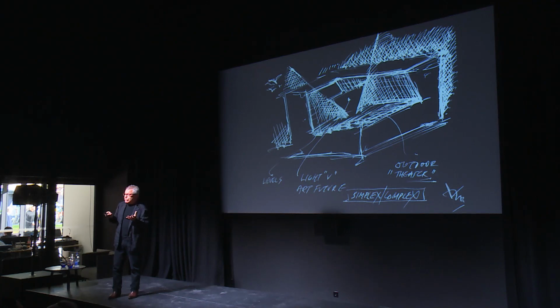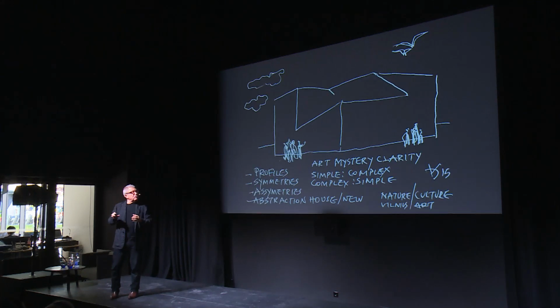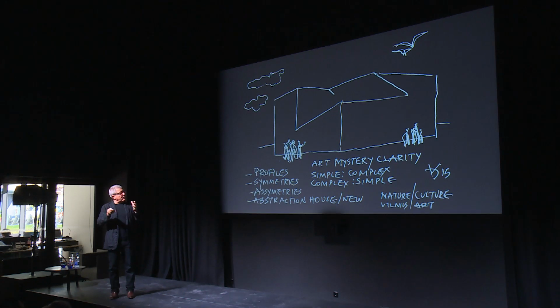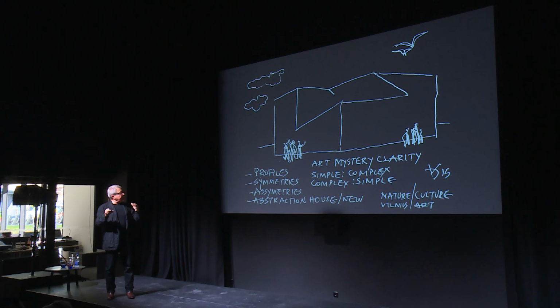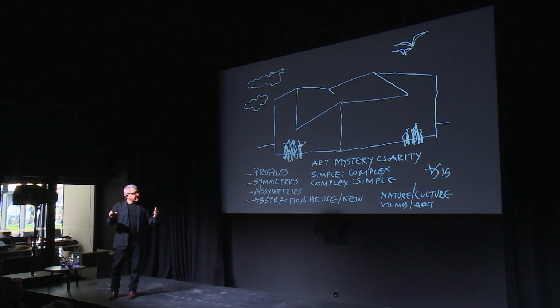So it's a very three-dimensional building. It's really a very compact and very efficient building. Most of the building is devoted to the public. Of course, there's some back of the house, but most of the building is actually what people experience. So a kind of dialogue between simple and complex, complex and simple, between the symmetries and asymmetries in the building, between the abstractions and nature, between Vilnius and art.